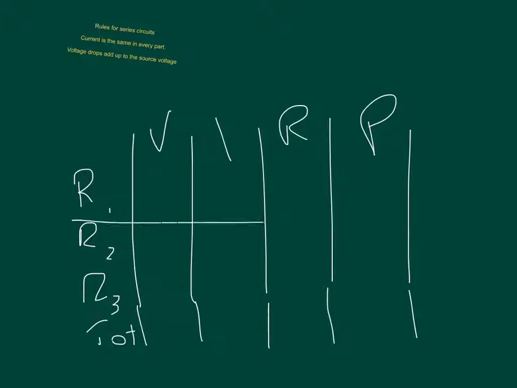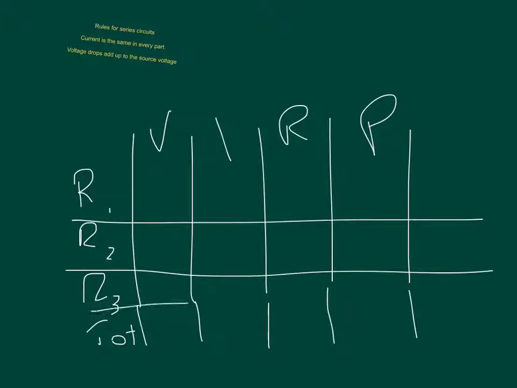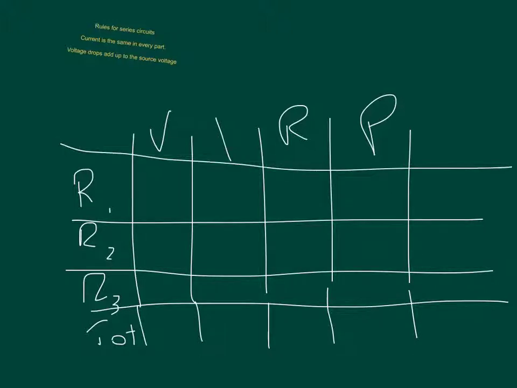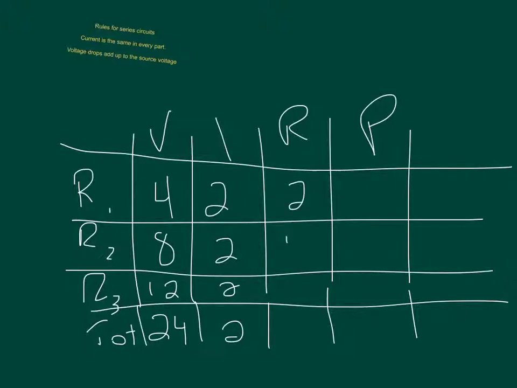VIRP tables are wonderful things because if you know 2 things on a line, you can figure out every other thing. For this one, we know that we had 2 members of the Ampere family, so those were all the same. We know that we had a total of 24 volts. We know that this was 12, this was 8, and this was 4, because we know that 4 divided by 2 is that. 8 divided by 2 is that. 12 divided by 2 is that. If you add them up, you get 12, and the math gods are happy.